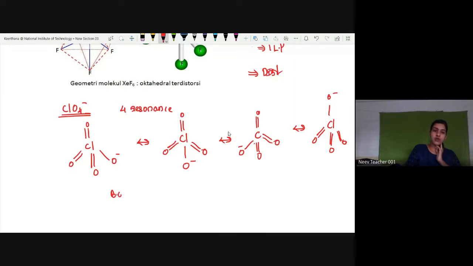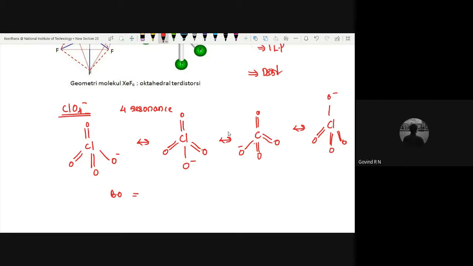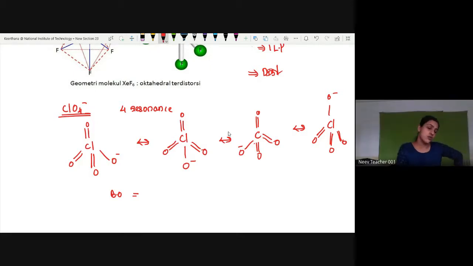Bond order. What was the equation to find bond order in resonance structures? The total number of bonds between two atoms in all resonance structures, divided by the total number of resonance structures. Okay, so what is it?